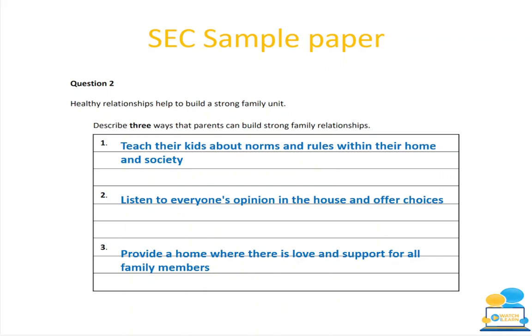For example, offer a variety of breakfast cereals, or offer, I don't know, Cheerios and toast, so the child can decide what they want, so that there won't be confrontation first thing in the morning. Number 3, provide a home where there is love and support for all family members. If someone feels loved and supported, there's going to be less tension in the family. Now, these are only sample answers. You can write ones which are relevant to you. But because it has the action verb describe, they're looking for full sentences.